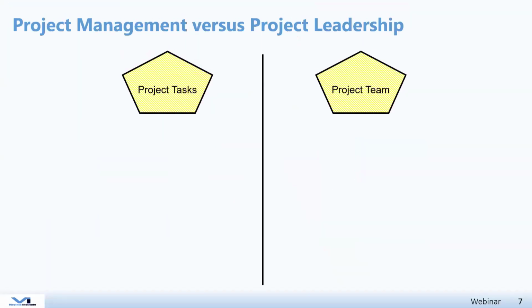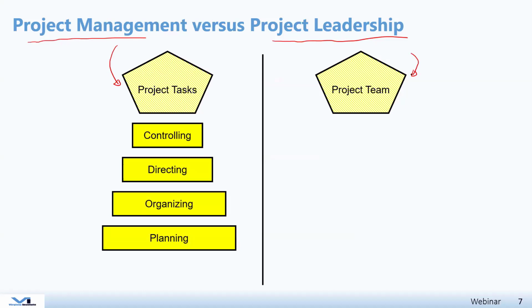So moving forward, project management versus project leadership. As I said, when you are managing your project tasks, you will depend on your left brain. However, when you are leading your project teams, you will depend on your right brain. So here are some functions under project tasks. Under project tasks, you will develop key performance indicators.